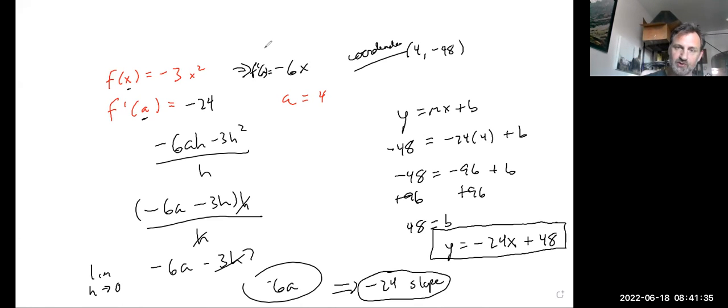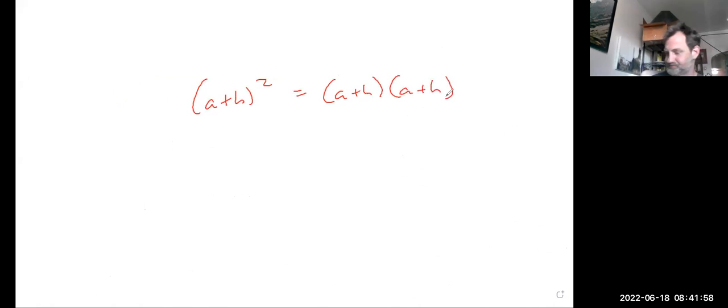The only difficult part in doing that computation is the a plus h squared, I think, where you have to make sure you're doing the binomial expansion right. So just to be clear about that one part: when you stick in a plus h squared, just remember that's a plus h times a plus h. So that's a squared plus ah plus ah plus h squared, which is a squared plus 2ah plus h squared.